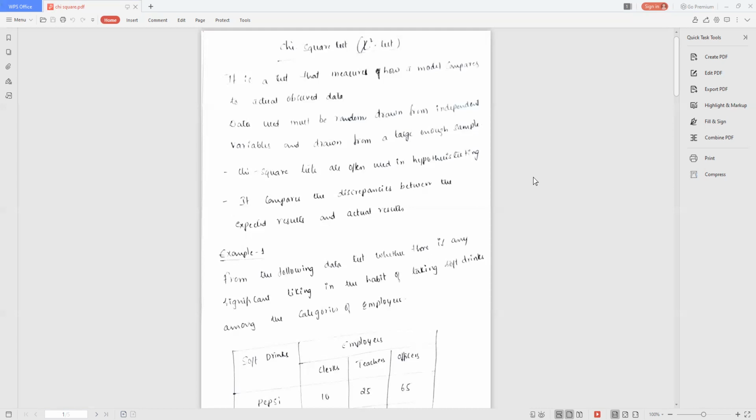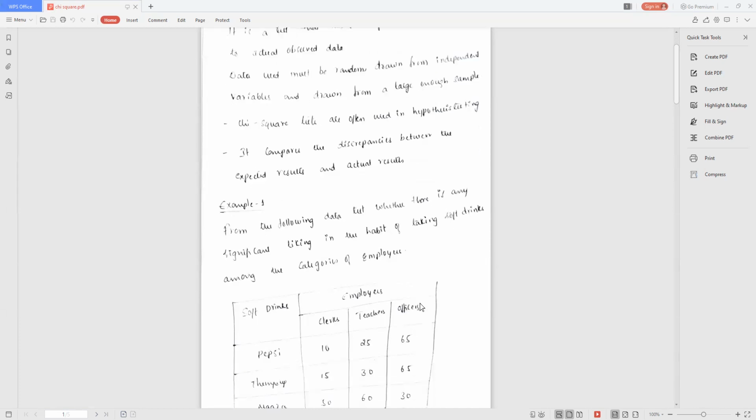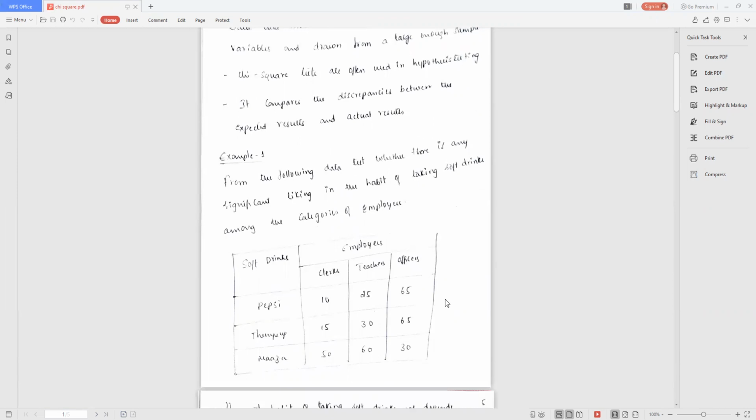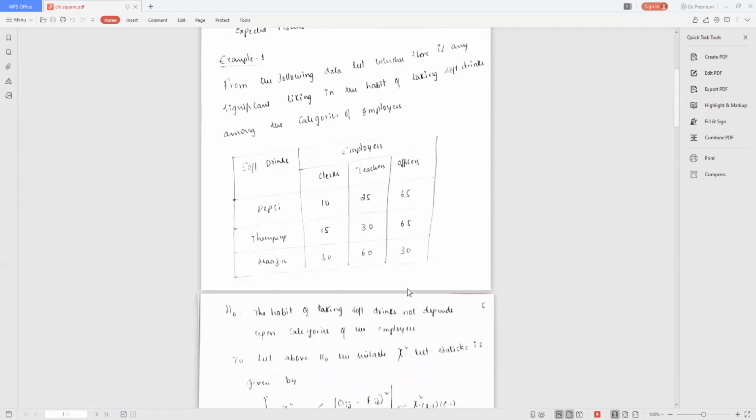If you see one example here: from the following data, test whether there is any significant liking in the habits of taking soft drinks among the categories of employees. That is what we have to find out. Is there any significant liking in the habit of taking these soft drinks among different categories of employees? They have given three different soft drinks, like Pepsi, Thumbs Up and Mazda, and three different employees, like clerks, teachers and officers. That's the observed, or actual, data they have given.